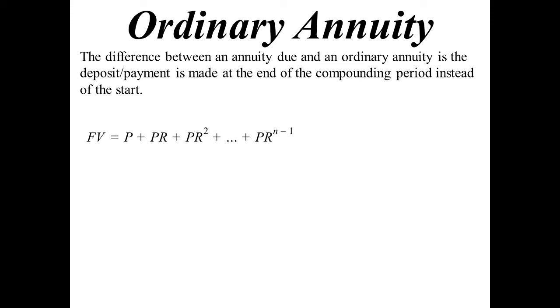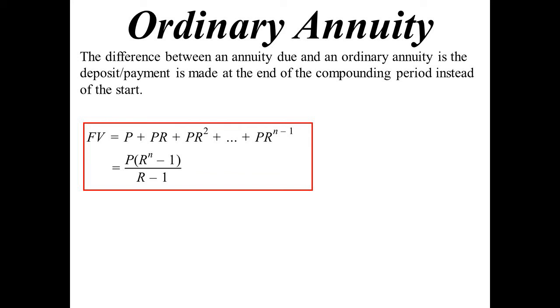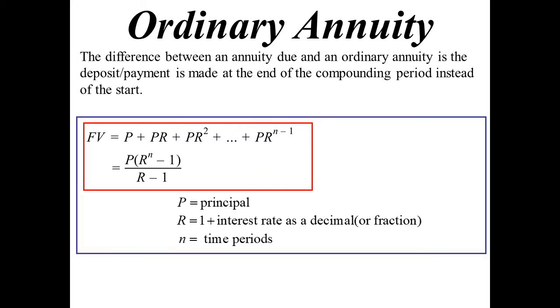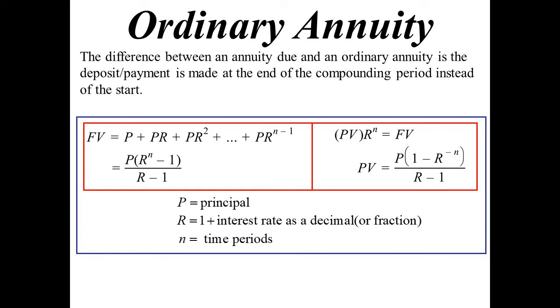Right. So the first term is P instead of PR, and it goes up to PR^(N-1) instead of PR^N. So our future value, again, if we wanted to use a formula, well, essentially it's just our geometric series formula. P is the principal, interest rate plus 1, N being time periods. Now, if we wanted to work out a present value then, the formula we'd come up with would be thus. We can't just quote those formulas, we need to derive these things.